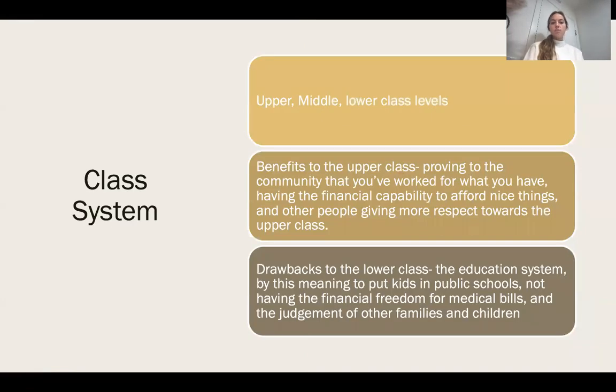Next, we have the class system. So we have the upper, middle, and lower class levels. And this is like the United States class system in America. When taking a deeper look into the middle class, we have the upper middle and the lower middle classes, and we have kind of started to separate these two just with time progressing. The classes in America function based off of what type of job you have, the income you have, the cars, the houses, and all the things that show on the outside of your life.